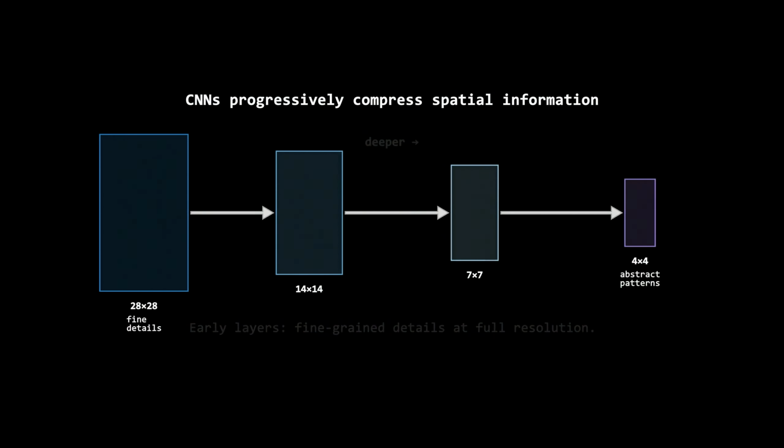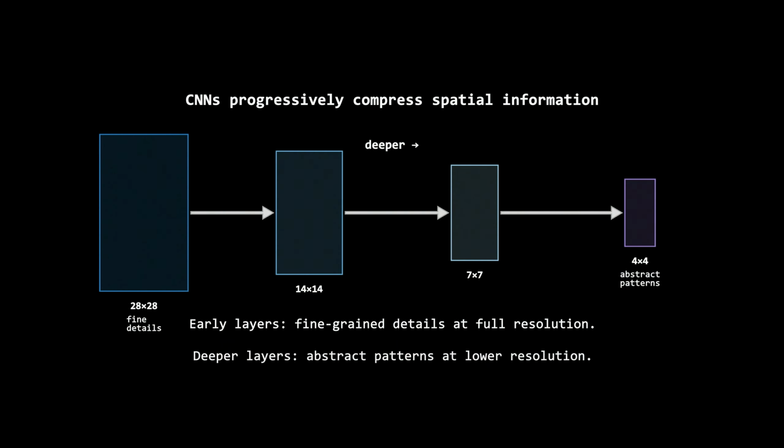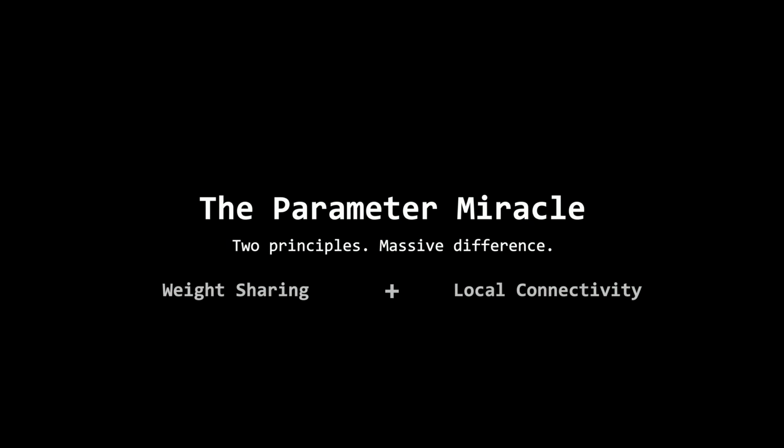Early layers see fine-grained details at full resolution. Deeper layers see abstract patterns at lower resolution. It's a deliberate architectural trade-off. You sacrifice where to gain what. Now here's why convolution isn't just elegant. It's efficient in a way that borders on miraculous, and it comes down to 2 principles.